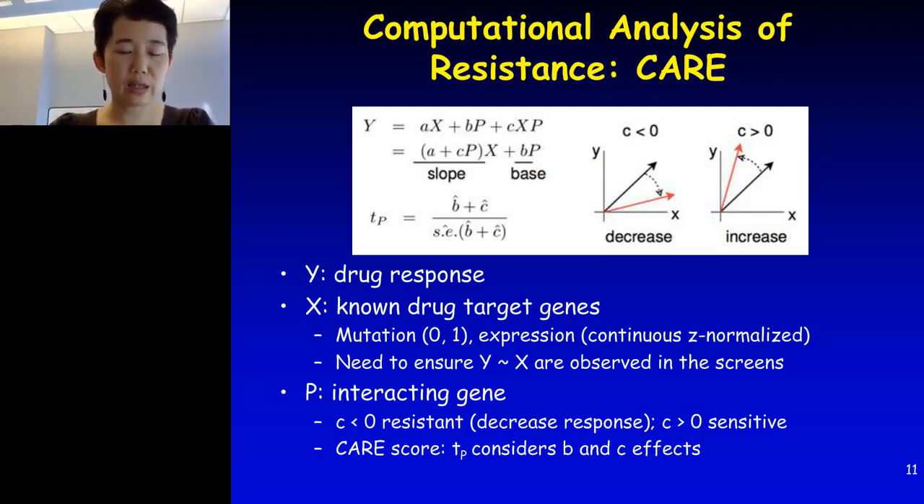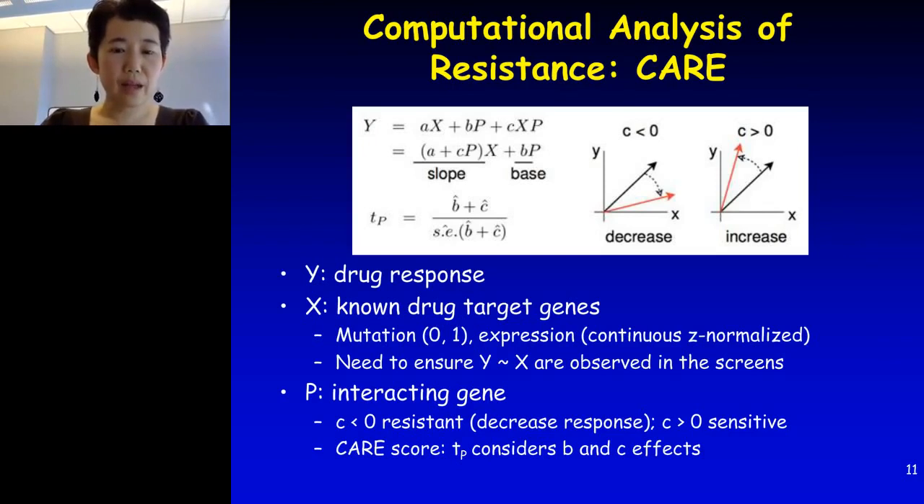And so the status of the target gene is this X in the regression model here. So X most of the time is a mutation status. For example, using EGFR drug inhibitor to target cancer cells with EGFR mutation, BRAF inhibitor to target BRAF mutated cells. We could also use expression as kind of a quantitative model in here.